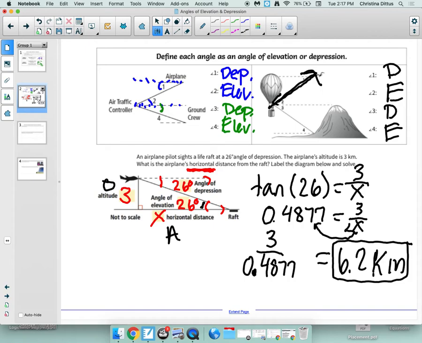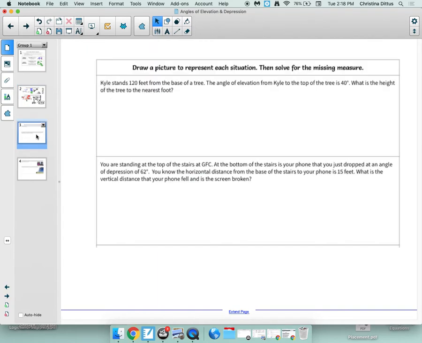So this is doing the same thing in word problem form. We're just doing the same thing except you have to label your stuff. You have to draw a picture and label it. Alright, questions?